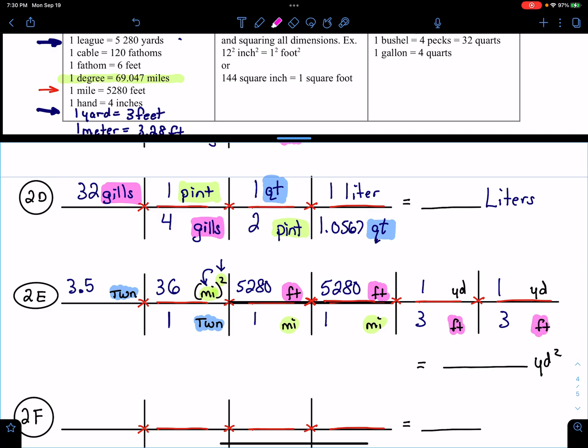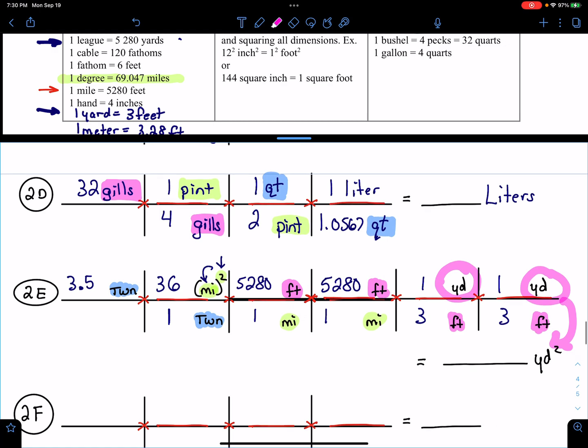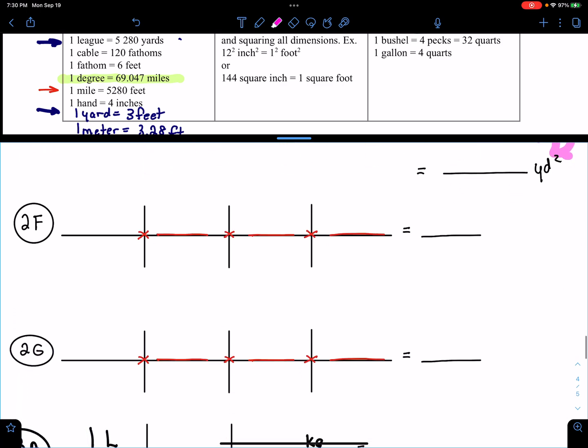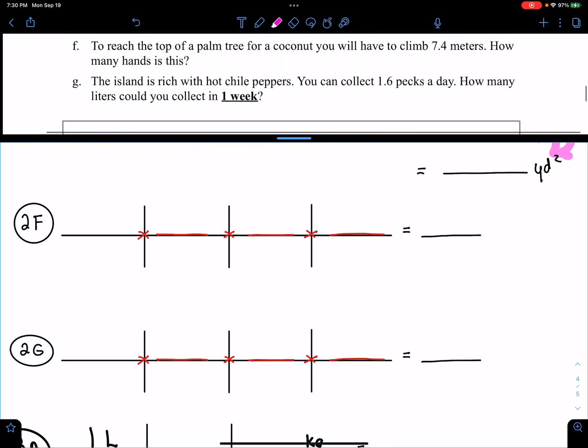All right, so when you multiply across the top, what are you going to end up multiplying? You're going to end up multiplying this one and this one together. And what do you get when you multiply those 2 together? You get square yards. That's what you get. Okay, and you can punch those into the calculator yourself. Let's go to 2F.